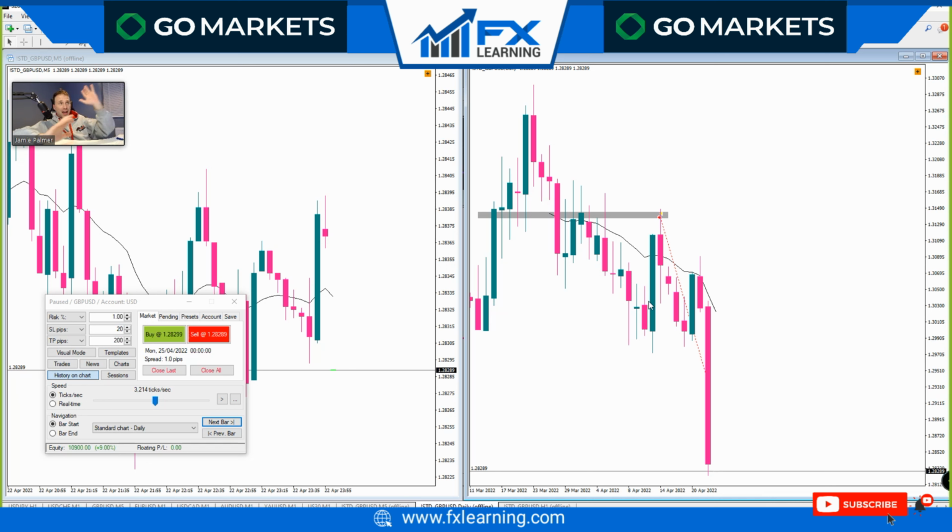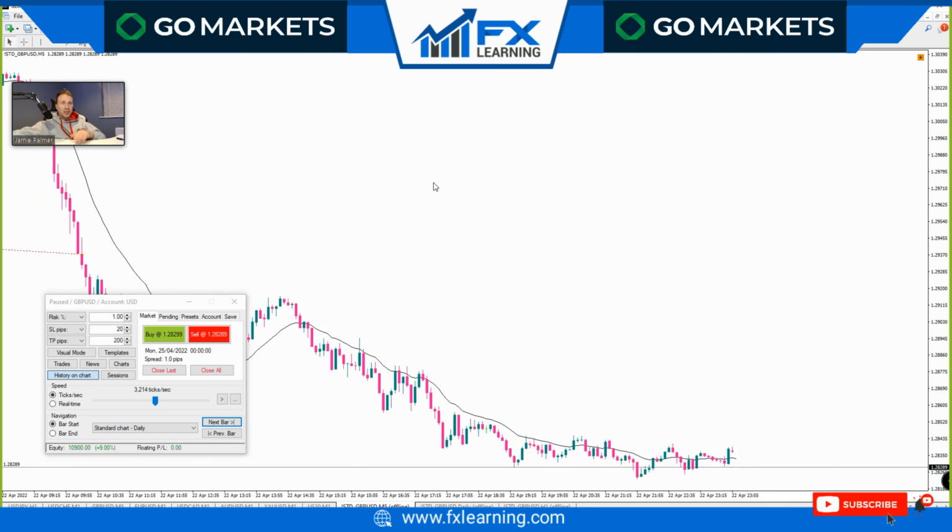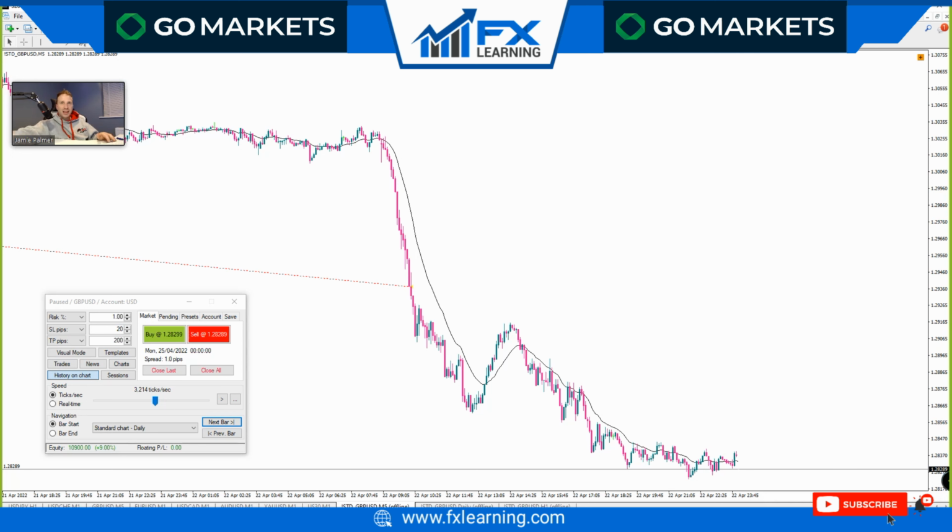Same again. 20 pip stop loss, and we still made 9%. We actually would have made 10%, but because we took 2 trades and we lost one, we only made 9%. But 9% with a wide stop loss is not bad. That's what you need to understand, right? By using tighter stop losses, as that hedge fund said, you just get stopped out, as he said.